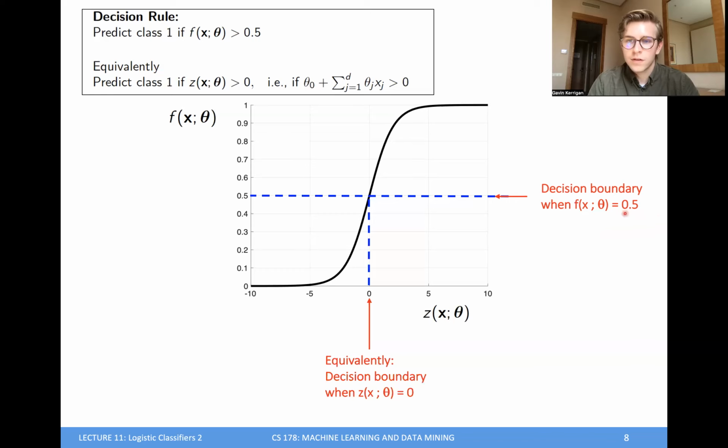Rather than writing this in terms of the probabilities, which I did up here, you can also write this decision boundary in terms of this underlying score function. And of course, this score function, when z is equal to 0, will give me a predicted probability of 0.5.